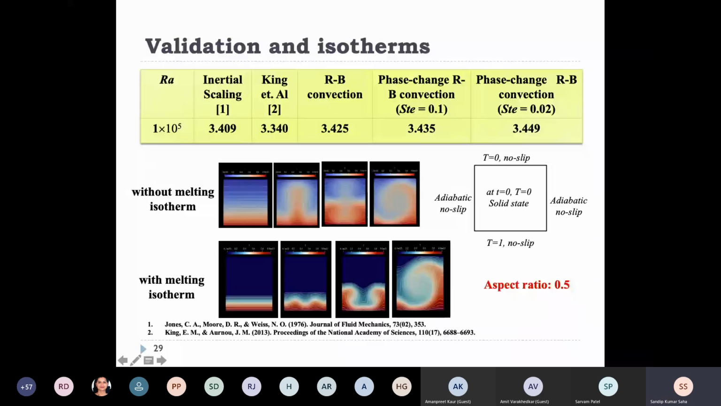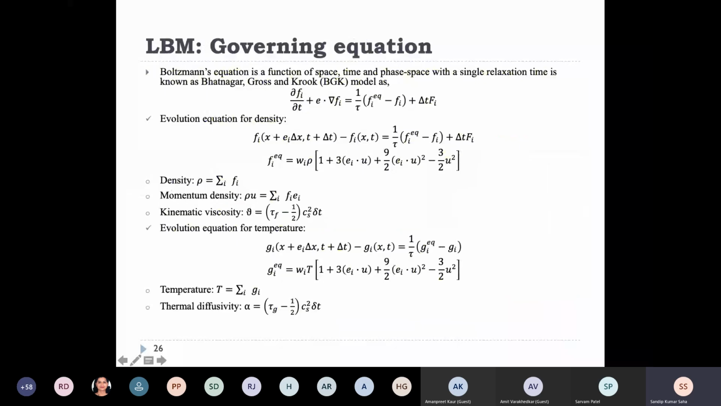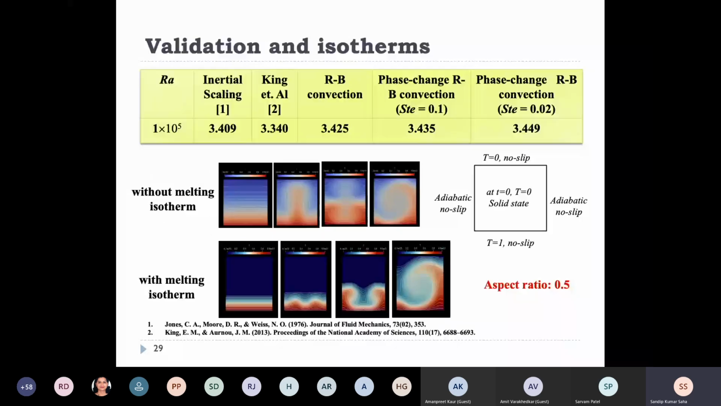You can get the result without employing any implicit scheme. Now, this is some validation which shows that with melting also, after you do full melting, the Rayleigh-Bénard convection, if you simulate it using this scheme, in this method, it shows a very fairly good match with some analytical model as well as some numerical model also.